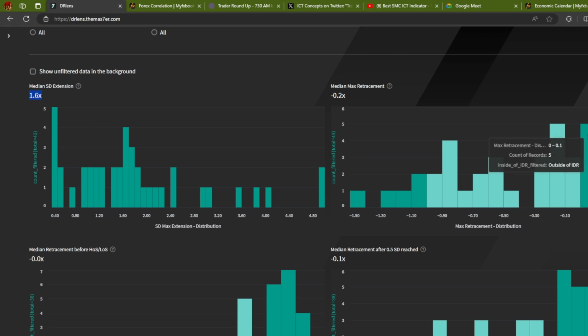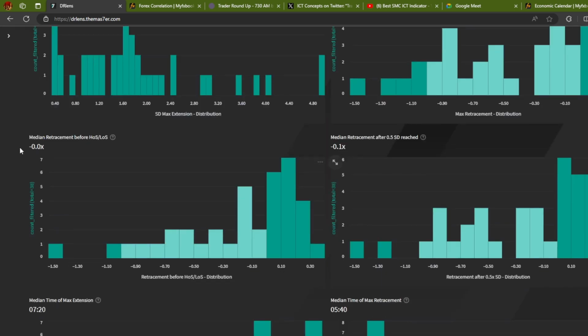-2 retracement. So the 2 to 1 to -2, the 1.6, our low of the session, our median retracement before the low of the session. So we're looking at our retracement before the low is formed. So we want to see what that max will be. What's the extension before we get that?